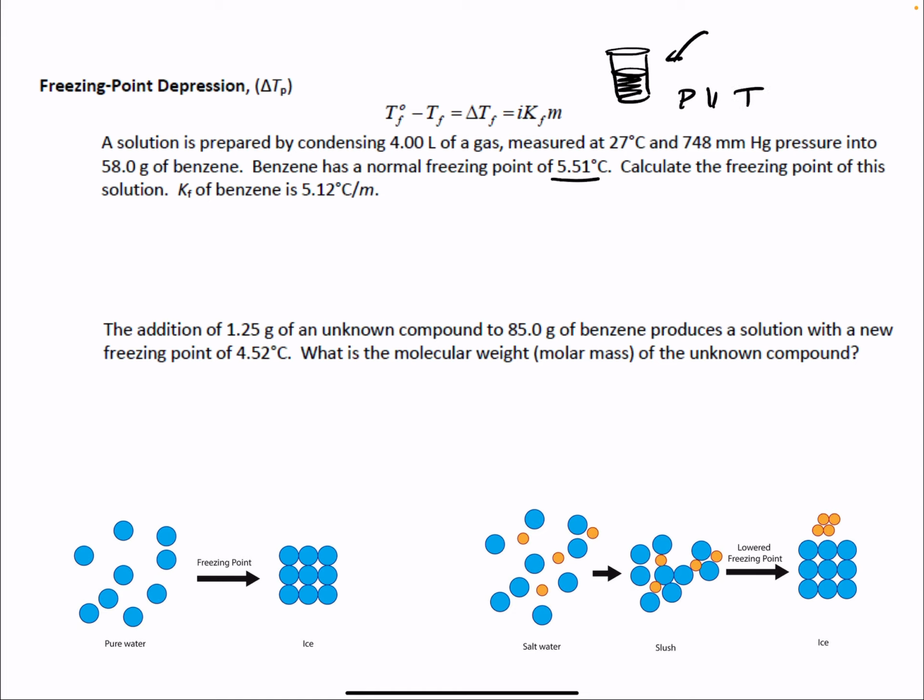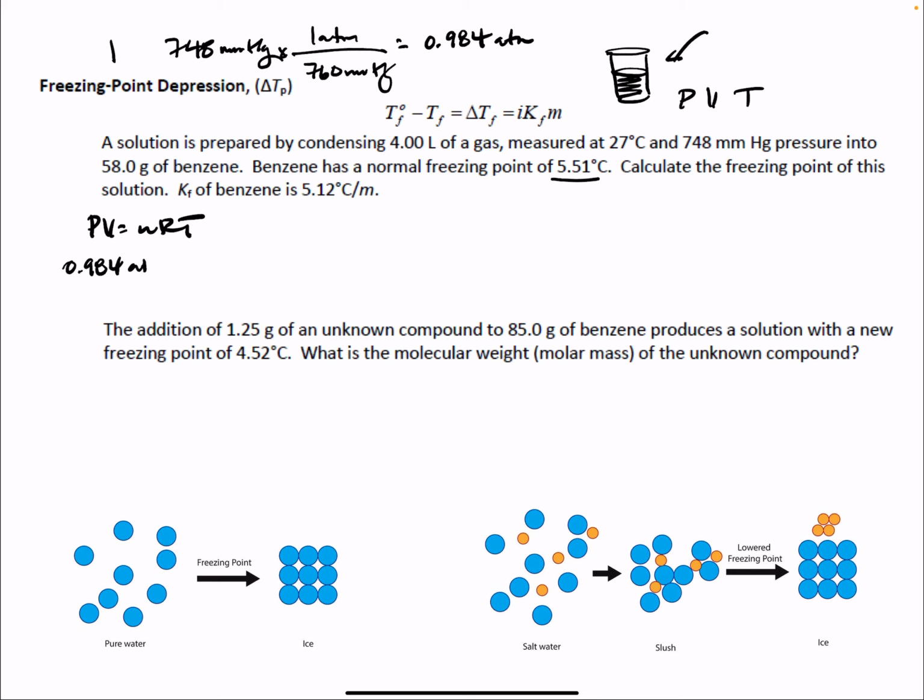So what do we use to calculate the moles in the solution now? Right, PV equals nRT. So P, let's convert this, 748 millimeters of mercury. Remember, it's got to be in atmospheres. So 1 atm equals 760 millimeters of mercury. Mash that in. 748 divided by 760 equals 0.984 atm.